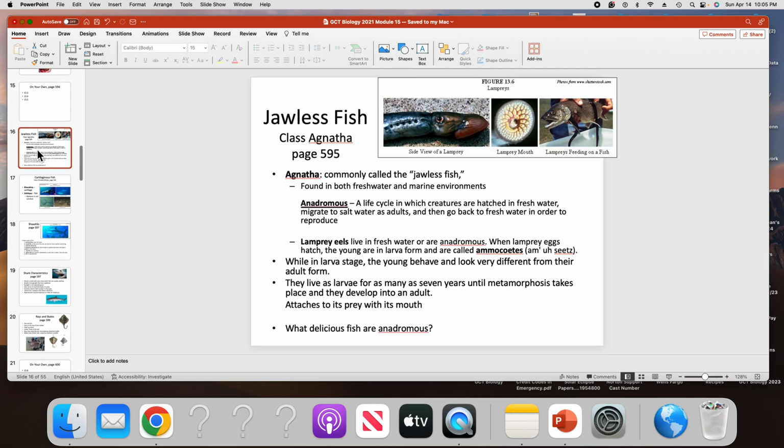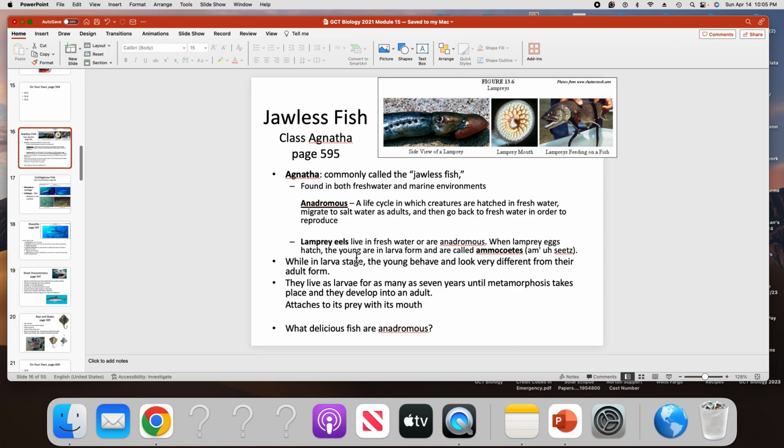All right, now looking at some more detail, we're going to look at this class of agnatha. These are jawless fish. So you may remember when a word has the A at the beginning, it means without, and so this is like with no jaw. These jawless fish can be found both in freshwater and marine, saltwater environments. So an anadromous organism is just one where they're hatched in freshwater, but they can migrate to saltwater as adults and then go back to freshwater in order to reproduce.